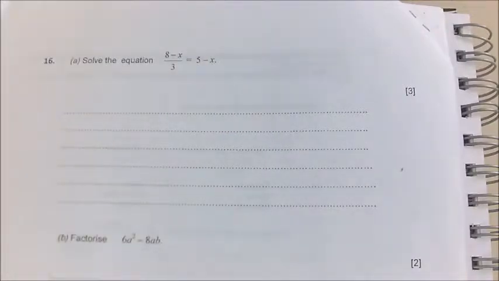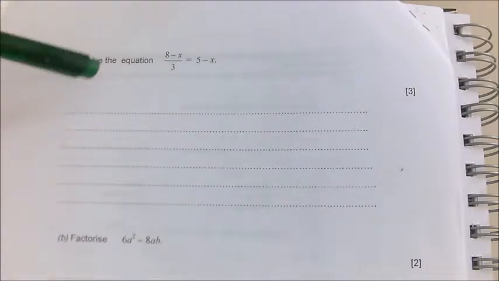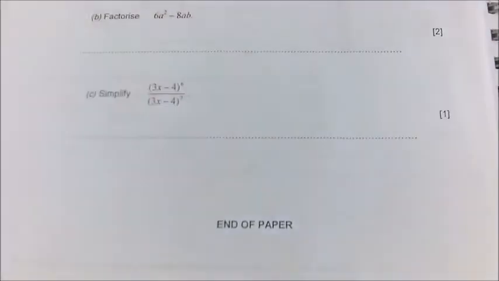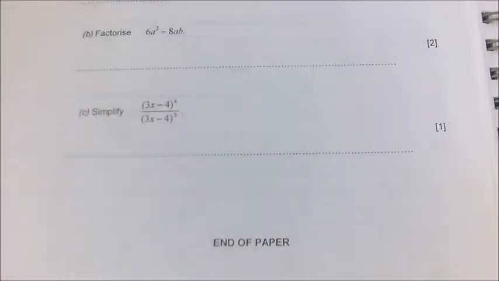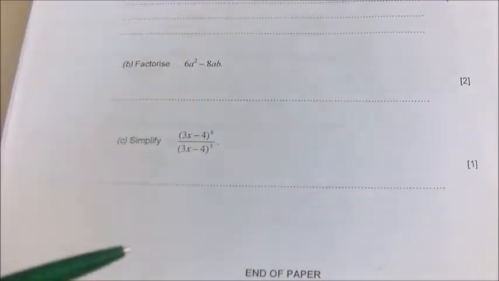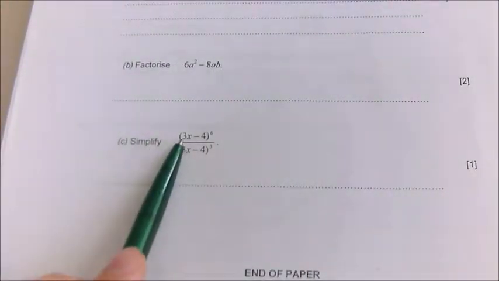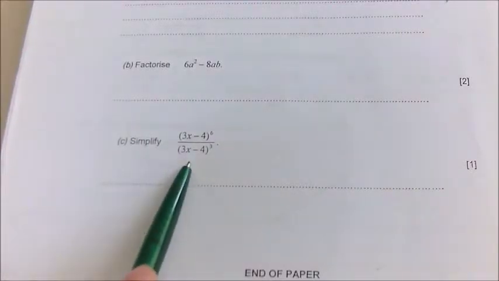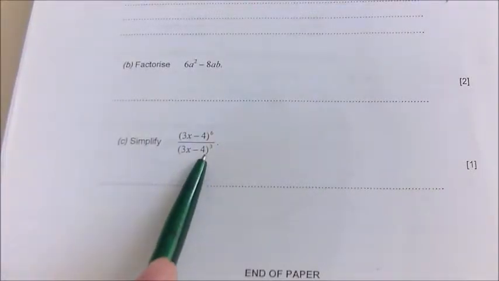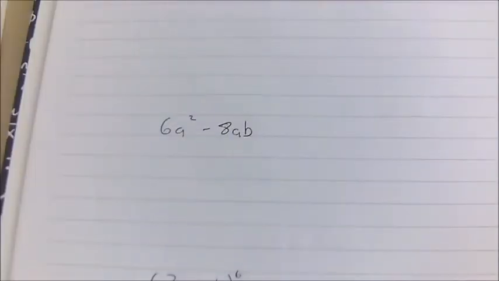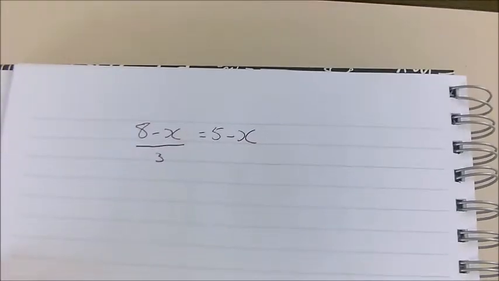So question 16 is solve the equation (8 minus x) all divided by 3 equals 5 minus x. Part B then is 6a, factorize 6a squared minus 8ab, and then finally simplify (3x minus 4) to the power of 6 divided by (3x minus 4) to the power of 3. Now I wrote them down here so I can do them individually.